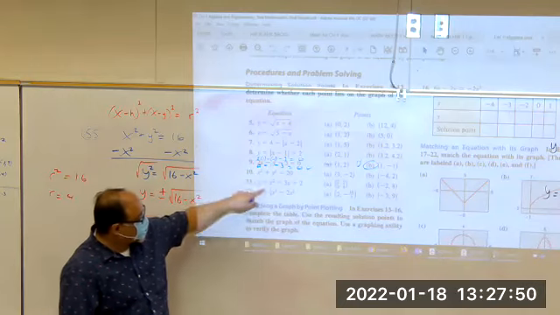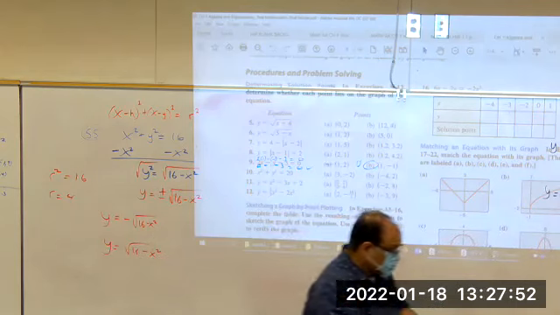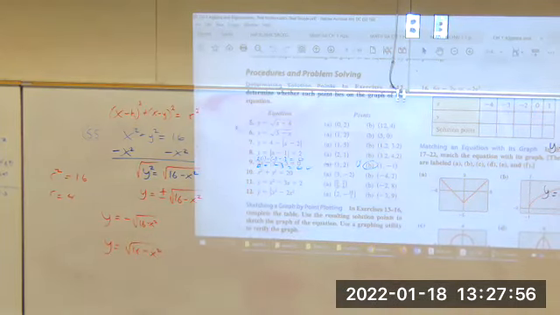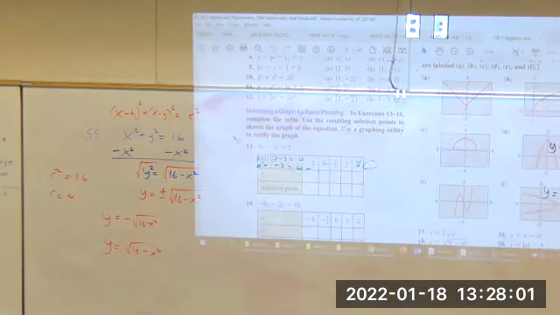Oh, you're skipping 11. I should have made you do 11. All the way to 13. On 13, you're just plugging in the x's and solving for the y's. And then they want you to write it as an ordered pair.